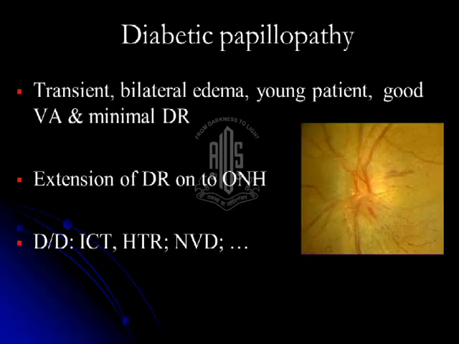So what is diabetic papillopathy? It's been described as a transient bilateral edema, usually seen in young patients, usually associated with good visual acuity and minimal background diabetic retinopathy changes. This has been described as happening because of the extension of the microangiopathy of diabetic retinopathy onto the optic nerve head. A close differential for this, something that you have to keep in mind, is raised intracranial tension, hypertensive retinopathy, and new vessels of the disc.